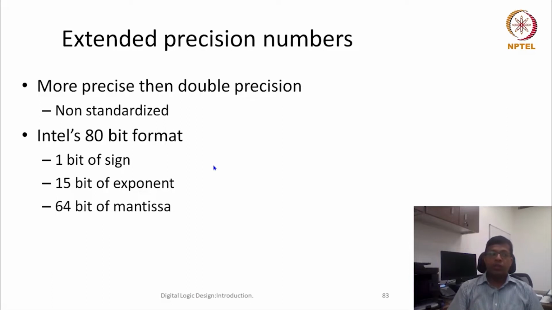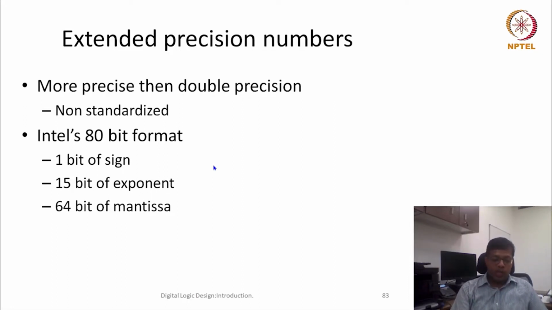One example is Intel's 80-bit format. It's not standardized, but because Intel has been leading the industry for the last 40 years, whenever you write long double in C, it will automatically take this 80-bit format. In this 80-bit format, you have more exponent bits, 15 exponent bits, and your mantissa is 64 bits. So that means precision has increased, and the range of numbers which you can express has also increased. So based on our requirement, we can choose these formats.